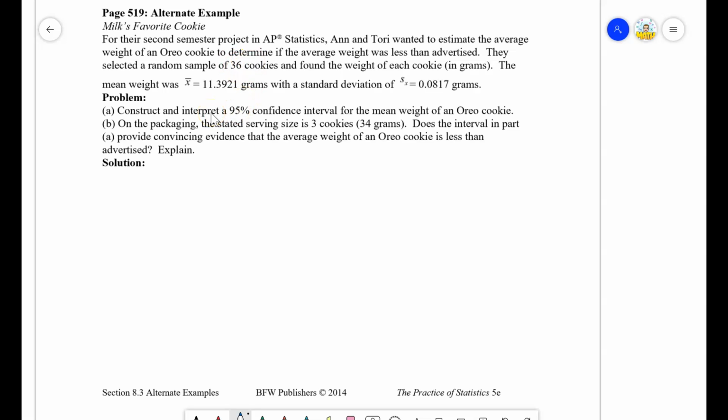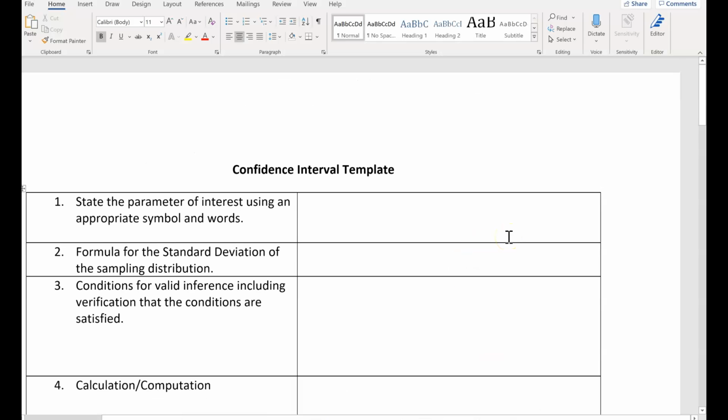So we're going to use a confidence interval to do that. So if we find that we have a confidence interval that the advertised average weight does not live in, if the whole interval lives below what they advertise, then we would be 95% confident that they're not as big as they're advertised to be. So when I see this construct and interpret 95% confidence interval, remember what I like to do there. I want to go to my confidence interval template.